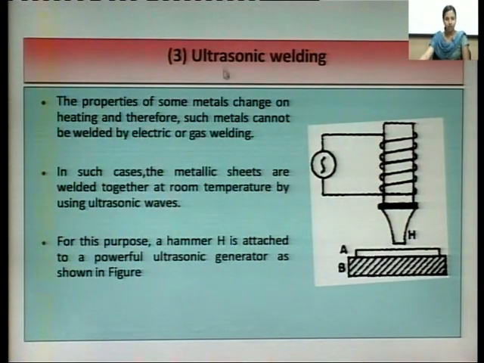Ultrasonic waves are also used for ultrasonic welding. The properties of some metals change on heating. Therefore, such metals cannot be welded by electric or gas welding. In such cases, the metallic sheets are welded together at room temperature using ultrasonic waves. For this purpose, a hammer edge is attached to a powerful ultrasonic generator as shown in the figure.